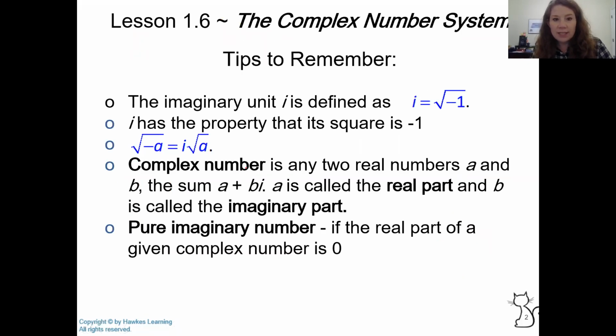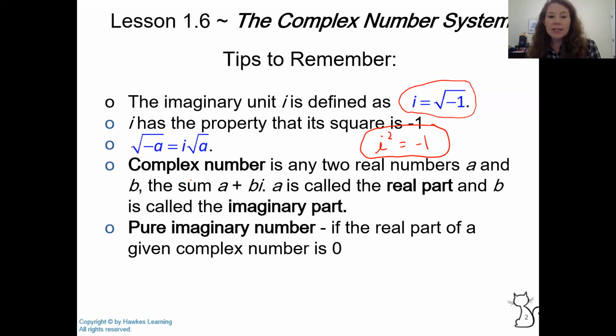So here are our tips to remember. The imaginary unit i is defined as the square root of negative 1. i has the property that its square is negative 1. The third one is what I showed you: the square root of negative 25 is equal to i times the square root of that number as a positive number, like i times the square root of positive 25, which was 5i.